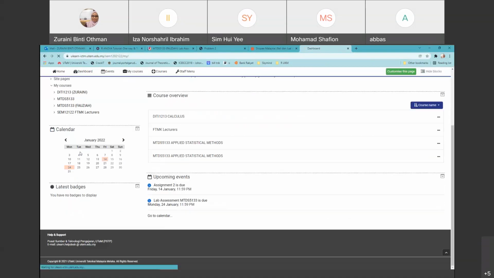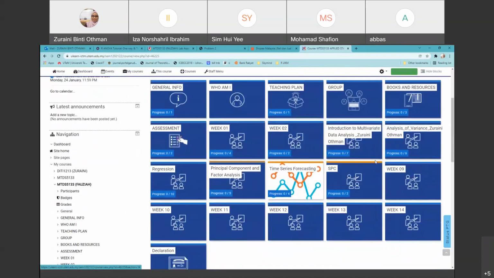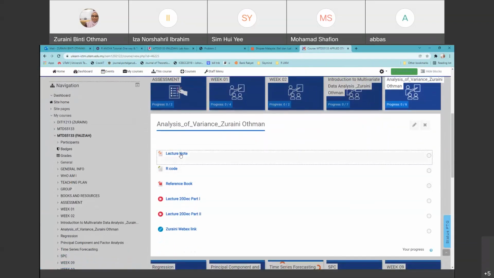Okay, so here is MTDS Fauzia, and this is the folder that I will cover today. This is the lecture note, and I will do this R code. Make sure that you download this code first, then we will run it based on the exercise given by the slide. Then this is the reference book that this lecture will refer to. Then we go to the lecture slide.